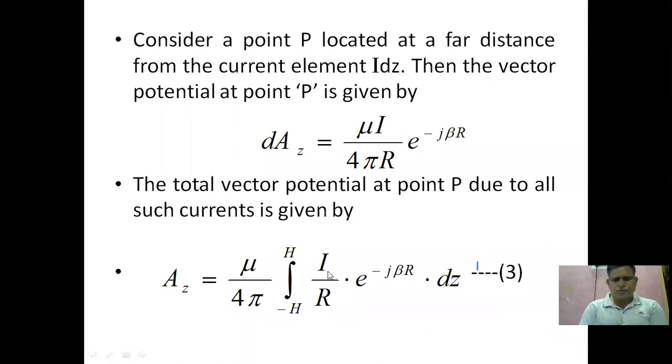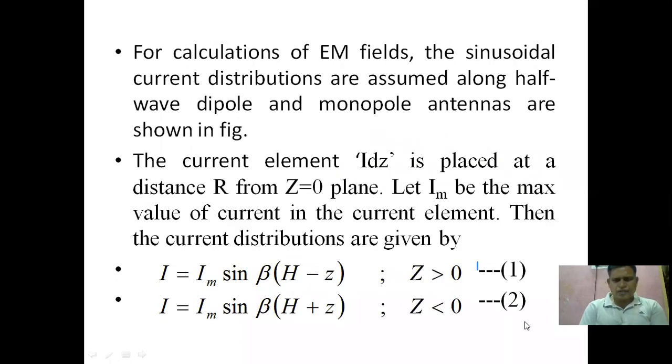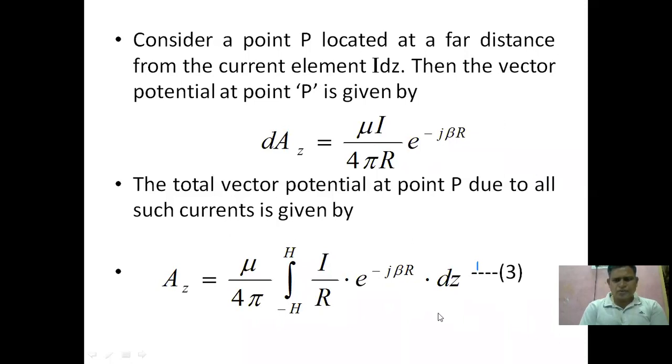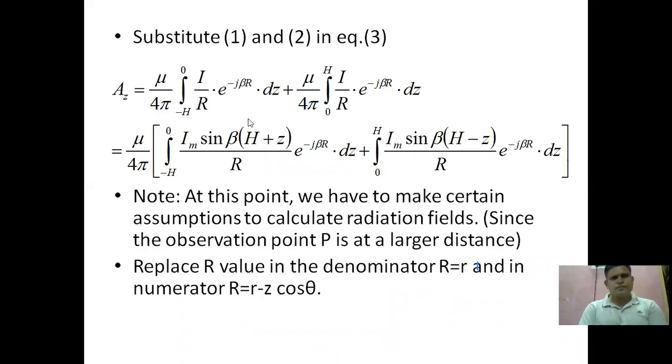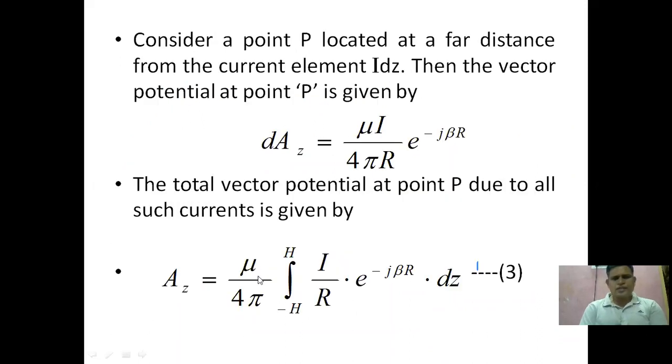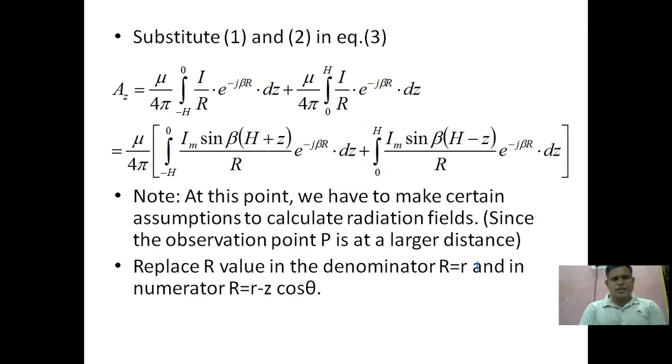Now substitute the I value in equation 2. Let us say this is our equation 1 and equation 2. Now substitute equations 1 and 2 in equation 3. If you remember this equation, you can easily derive this. You can integrate first from minus h to 0 and then from 0 to h. So the vector potential is equal to mu by 4 pi, taking mu by 4 pi as common, the integral from minus h to 0 of I by r e power minus j beta r dz, plus mu by 4 pi integral from 0 to h of I by r e power minus j beta r dz.